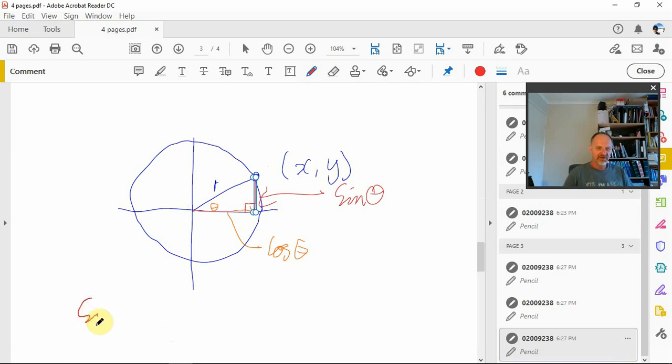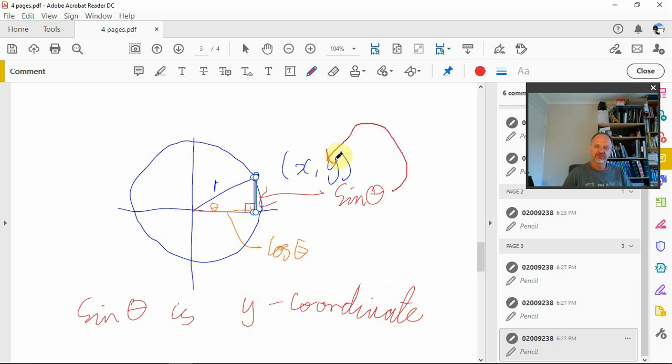So sine theta is this length here, and this length here is in the y direction, is the y coordinate. This one here, of unit circle.